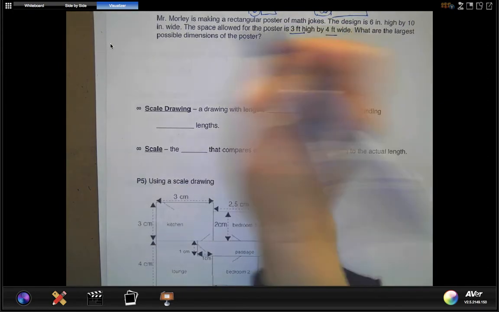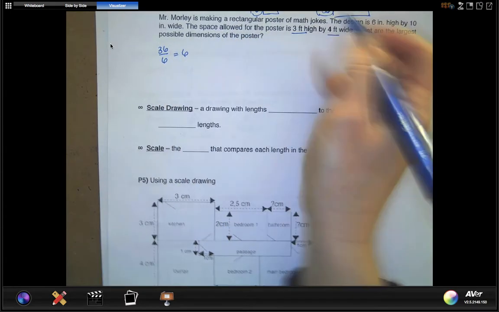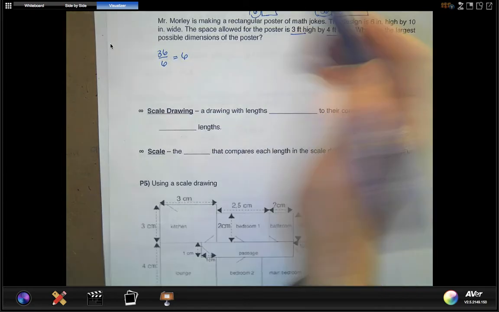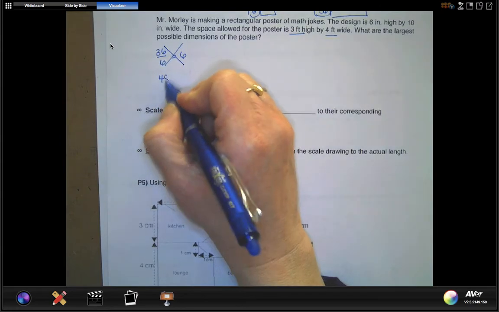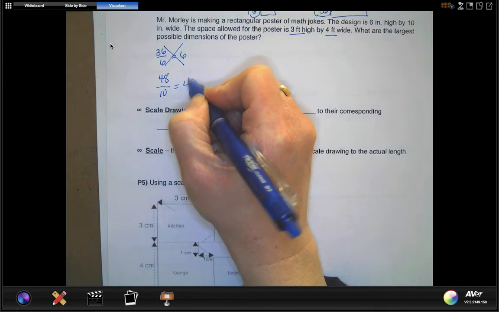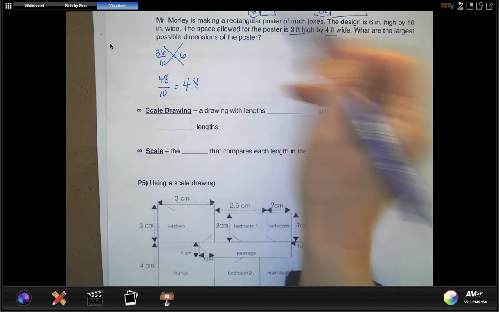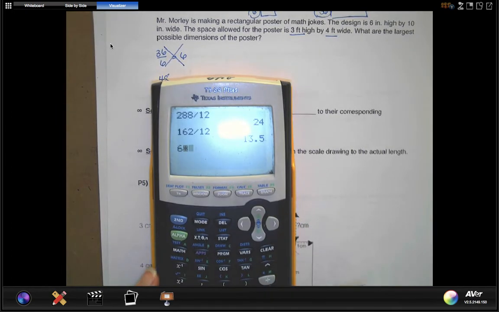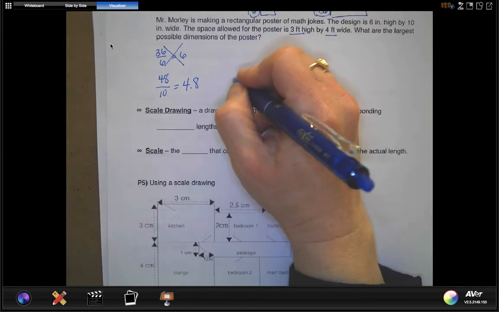So to go from 6 to 36, I'd have to multiply it by 6. If I multiply 10 by 6, I'm going to end up with 60. So that's too much. Let's look at the other dimension. So to get 10 to 48, I just have to multiply it by 4.8. If I multiply 6 by 4.8, I get 28.8. So not as big as my 36, but yet it'll still fit inside there, okay?